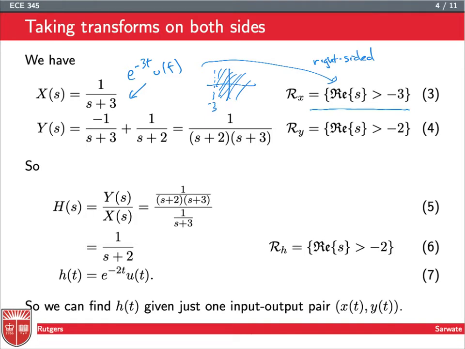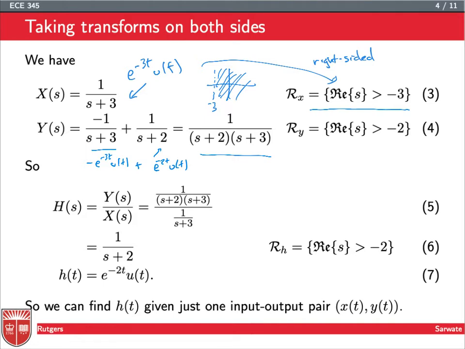And for y of s, well, we have this minus 1 over s plus 3, and this corresponded to minus e to the minus 3t u of t, and this 1 over s plus 2 corresponds to e to the minus 2t u of t. So this was our y of t, and you cross-multiply and merge these two fractions, and you get a simple 1 over s plus 2 times 1 over s plus 3 expression for the output Laplace transform.